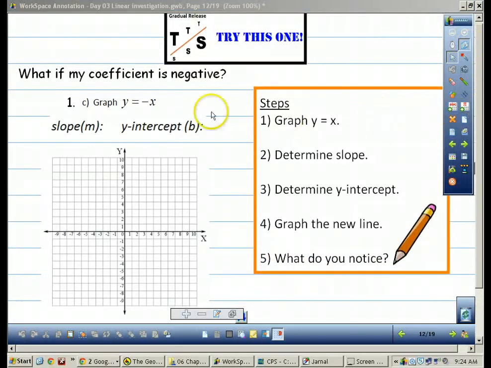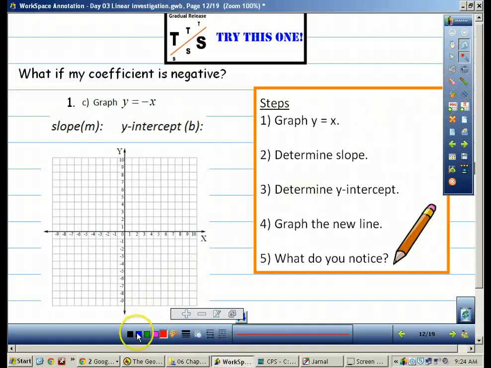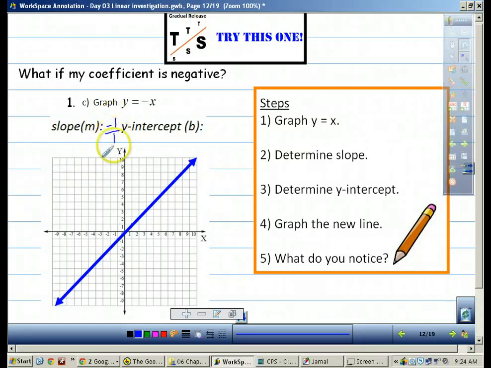Okay, let's go down. Actually, let's skip down to C. I want to get this going because we're running low on time. Go ahead and graph y equals -x. What does that look like? So what's the slope here? If it's -x, what's that slope? -1, which is the same as -1 over 1.